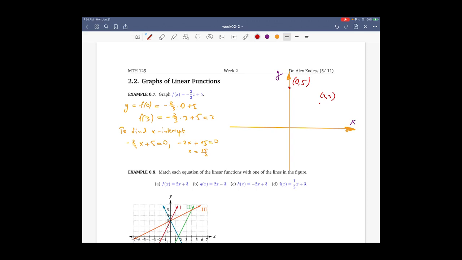So you draw some kind of line that will pass through these 2 points, 0, 5, and 3, 3. That line will also pass through the point 15 halves, comma 0, as we found. That is the x-intercept.